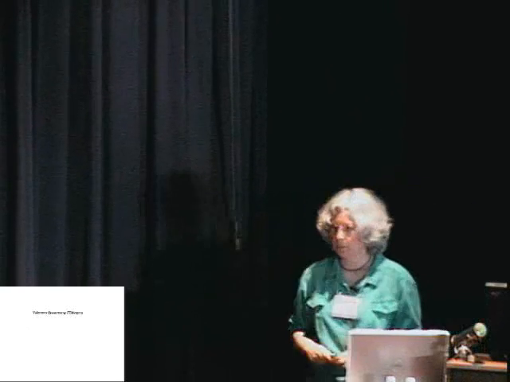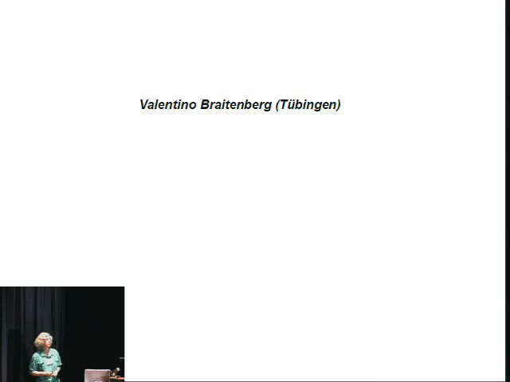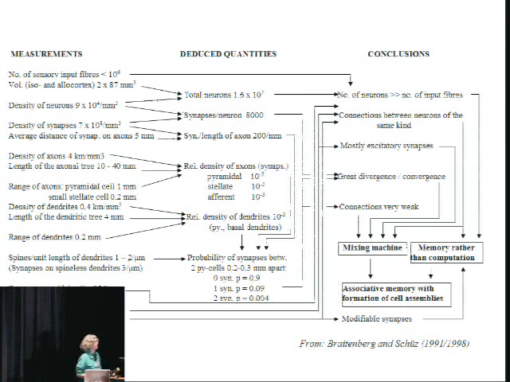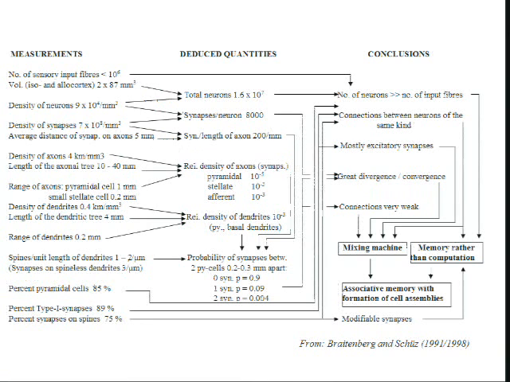This is a project which was started quite a long time ago by Valentino Braitenberg, and in which I joined him in the 70s together with some other co-workers, Günther Palm, who is now in Ulm, and Bernhard Hellwig and Horst Greilich, who were PhD students at the time. What we did was to measure various things you can see in the microscope. I won't go into the details here; it's just to show you the approach.